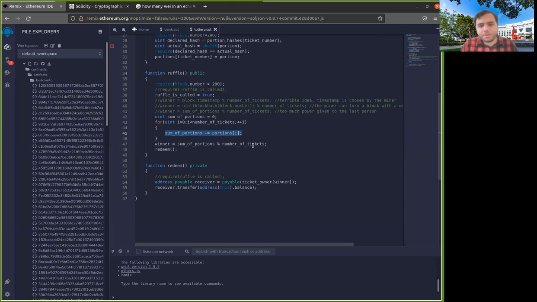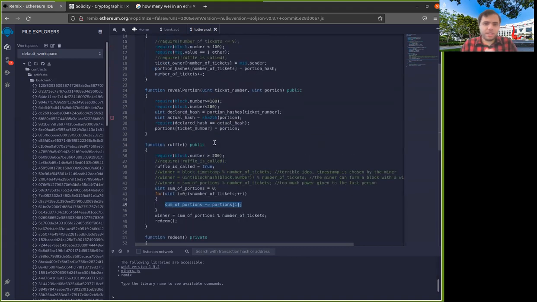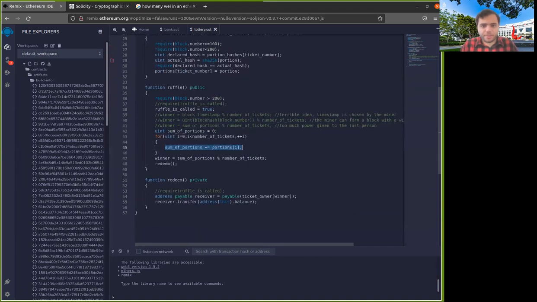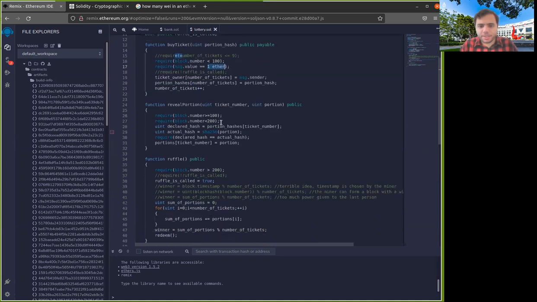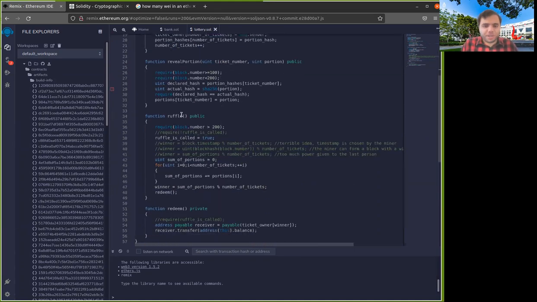And at some point, it might not even be worth it for you to call this function, because maybe it uses so much gas that even if you're winning the lottery, it doesn't make sense. Of course, in this particular case, that's not going to happen because I set the value of the tickets to 1 Ether. So in practice, if you are the winner, you would call the raffle function, because at the end of it, you get the redeem, and that gives you a lot of money. So you're fine with paying for this gas.